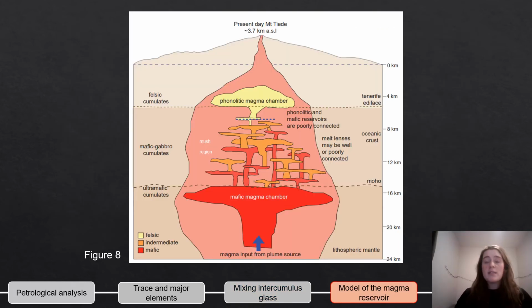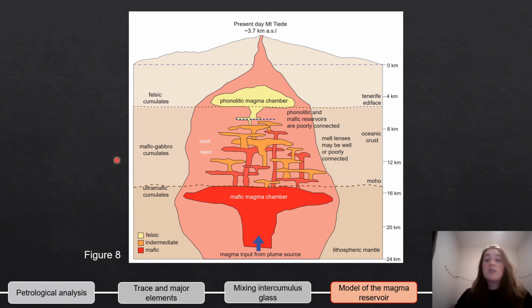So what does this data mean for magma storage beneath Tenerife? Figure 8 provides a suggestive model of the magma reservoir beneath Tenerife, based on the data collected in this work and the data collected and modelled by other authors. This study supports the presence of a lower crustal basanite mush system and an upper crustal poorly connected phonolite reservoir. The cumulate crystals record diverse and varied histories in multiple liquid compositions, with great heterogeneity throughout the reservoir.